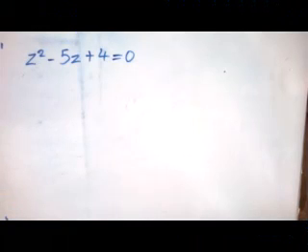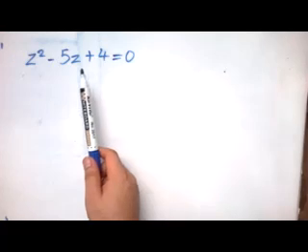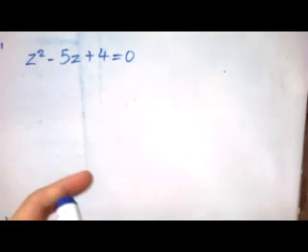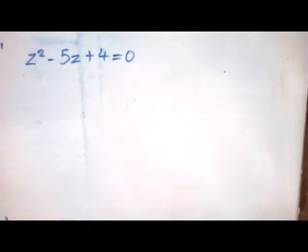Let's look at this problem. z squared minus 5z plus 4 equal to 0. Usually, our target numbers are plus 4 and minus 5. We are looking for two numbers that when we multiply them, they will give us plus 4, and when we add them, they will give us minus 5. It looks confusing, isn't it?